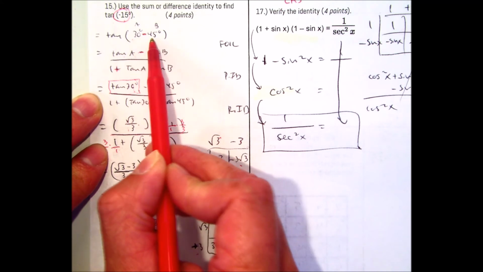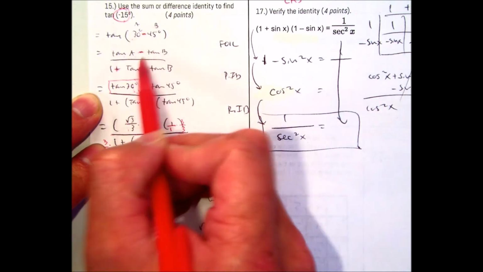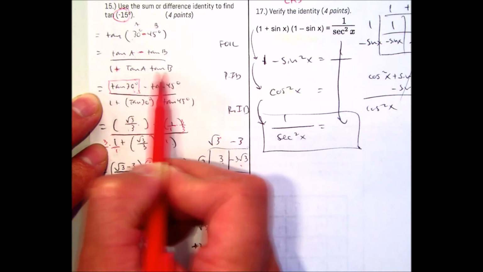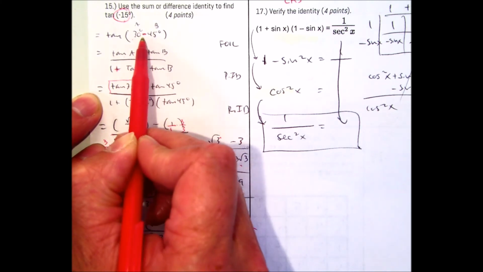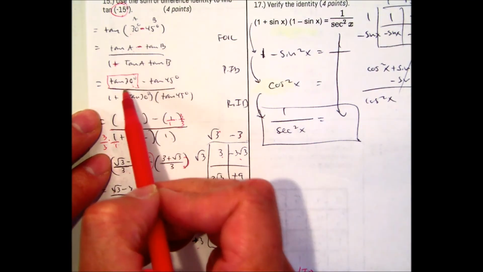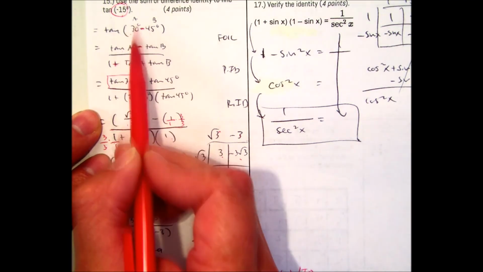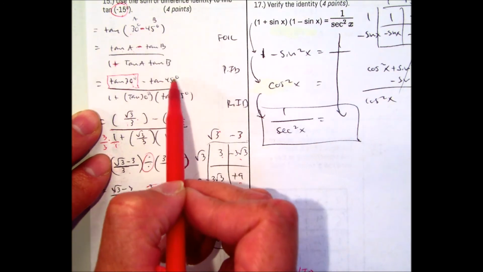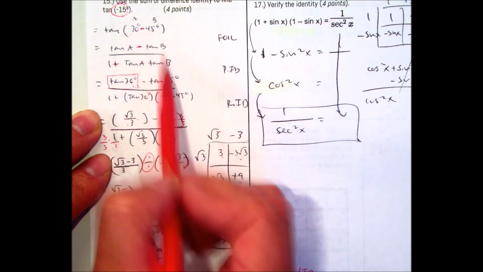Tangent of 30 minus 45. Write down the formula. Tangent of A minus tangent of B over 1 plus tangent of A tangent of B. Remember, this is the difference identity of tangent. When I do my substitutions, my A value is 30, my B value is 45, not negative 45.